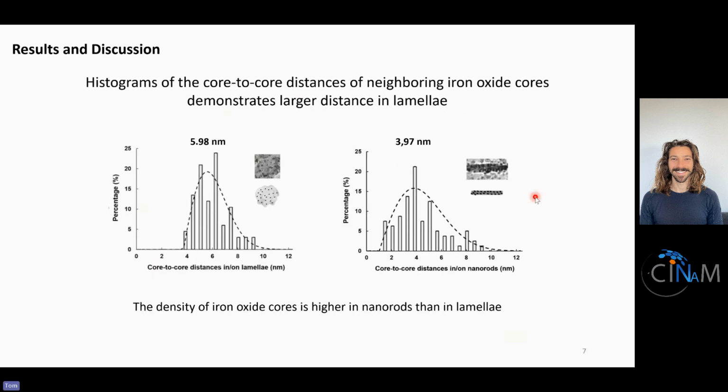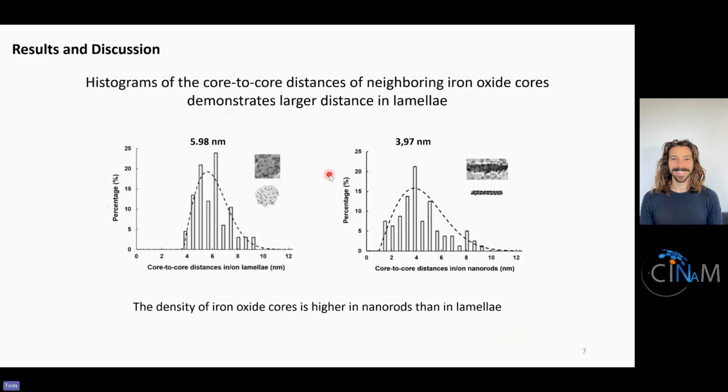Afterwards, to investigate and measure the distance of this iron oxide core inside the nanorod and the lamella, we measure in the liquid TEM images the distance between each iron oxide core, because this distance is really important for the magnetic nanoparticle concerning their heating properties. If we have agglomeration of iron oxide core, there is a reduced transfer from magnetization to heating. And these particles are used for thermotherapy.